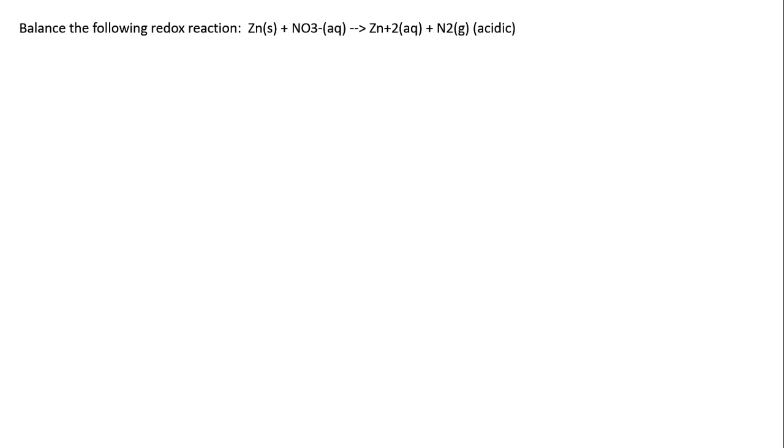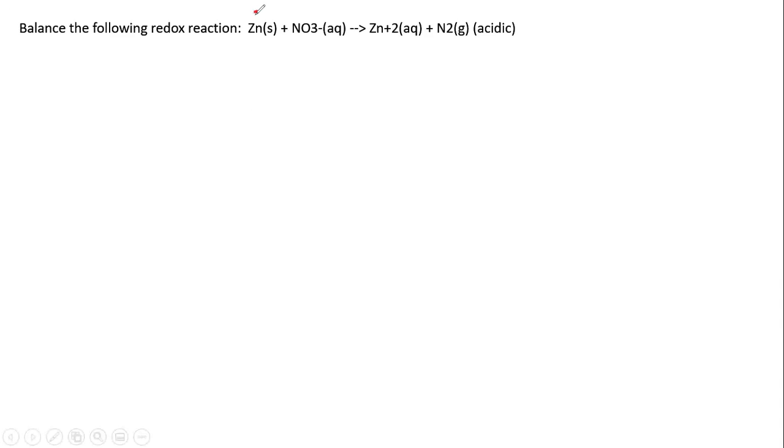There's the acidic medium, where the reaction takes place in an acidic environment, and then there's a basic medium, where the reaction takes place in a basic environment. In this question, we're going to look at balancing a redox reaction that occurs in an acidic environment. The first thing you always need to do in redox reactions is determine what's being oxidized and what's being reduced.